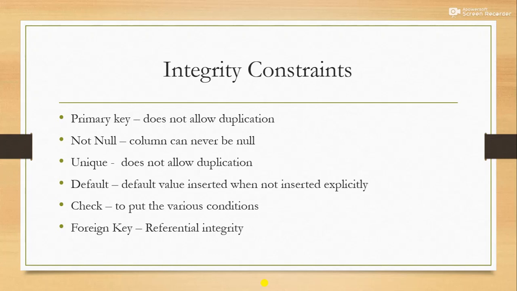Good afternoon, students. In this video, we are going to cover the integrity constraints. Integrity constraints are some conditions that can be applied on a table, and after the application of these constraints, data has to follow some constraints or conditions. We have six integrity constraints: primary key, not null, unique, default, check, and foreign key.